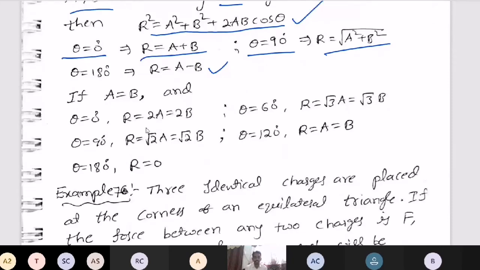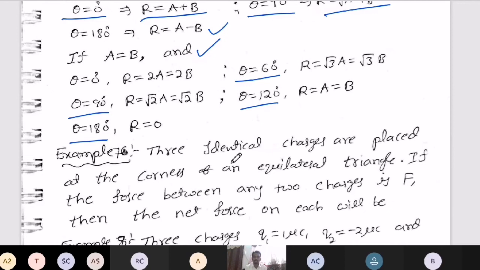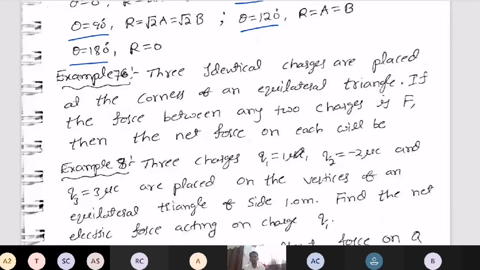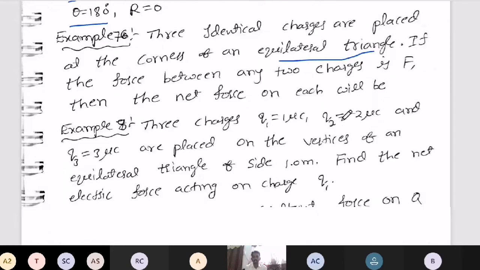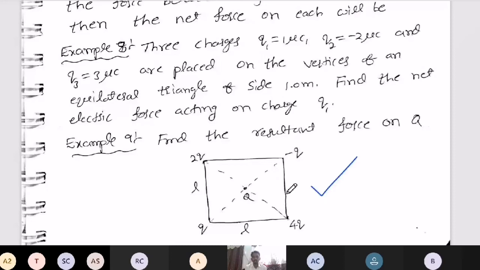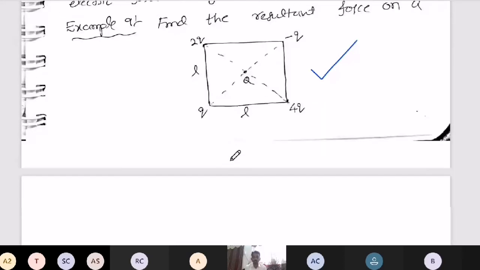And also I mentioned the special case. If A equal to B, both vectors equal in magnitude, then what is the resultant for angle theta 60, for angle 90, for angle 120, for angle 180? Each and every specific case I also mentioned in these notes. Please just revise everything. Try to remember each and everything. And here I have given questions based on that. The first question is based on an equilateral triangle, and here the question is based on a square. So please try to solve it.